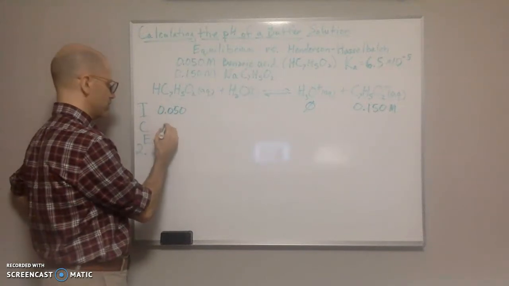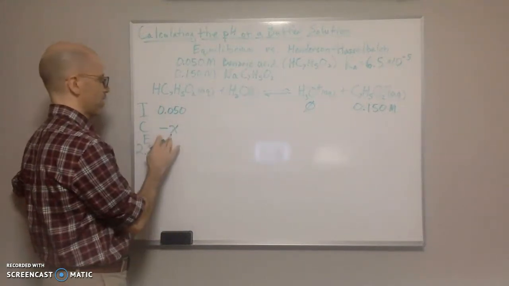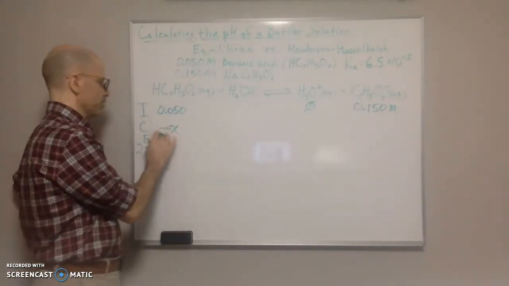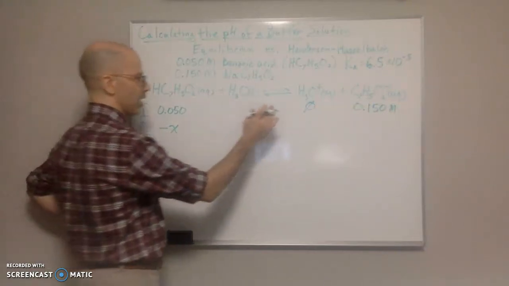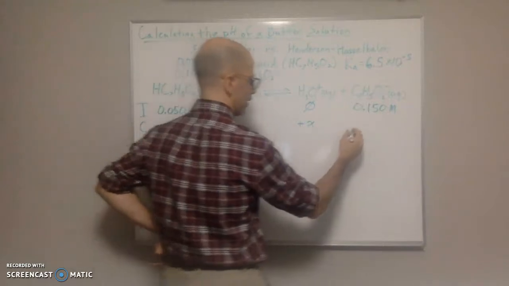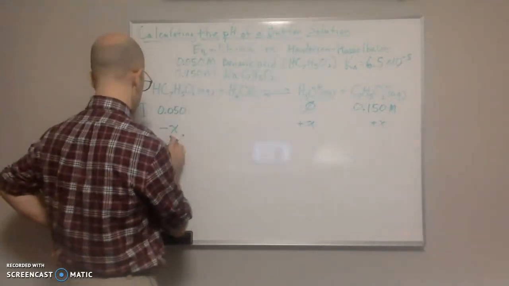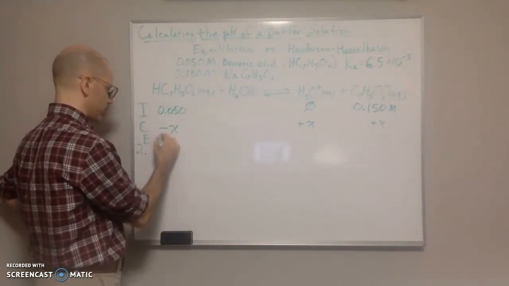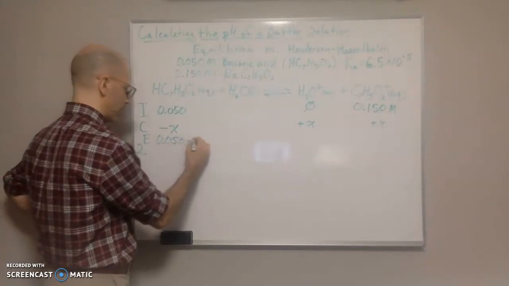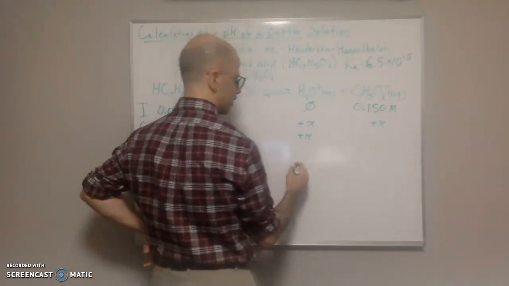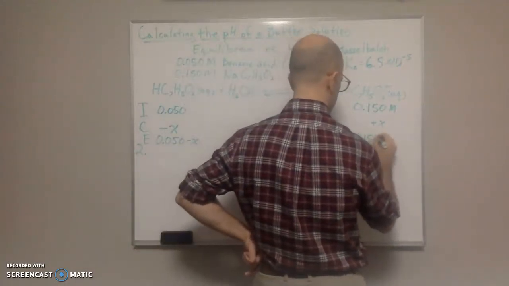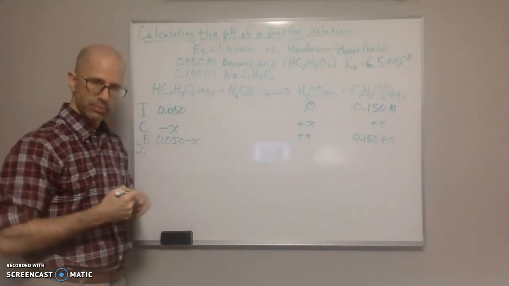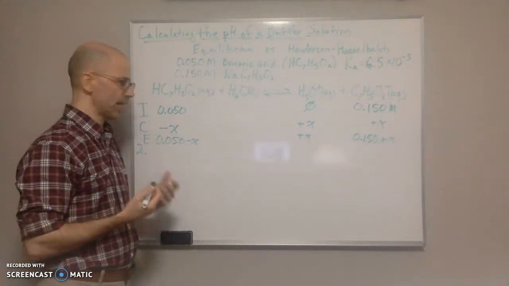So now we're going to do the change. We're going to lose a certain amount here. And because this is a 1:1:1 ratio, we're going to lose a certain amount of x here. We're going to pick up that same amount here, so plus x, and we have plus x. And then we add these two rows together, and that's going to give us the equilibrium. So 0.050 minus x here, we have plus x here, and we have 0.150 plus x here. And so this is our equilibrium expressions for the concentrations at equilibrium.